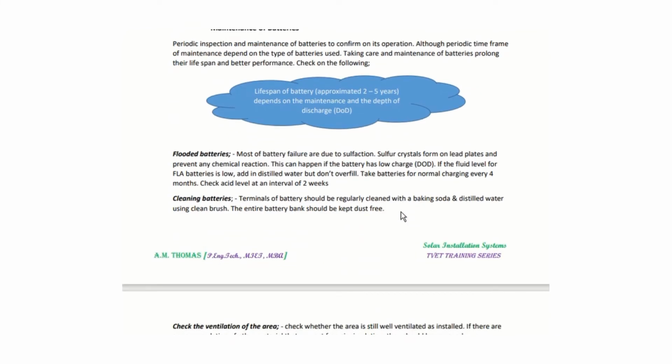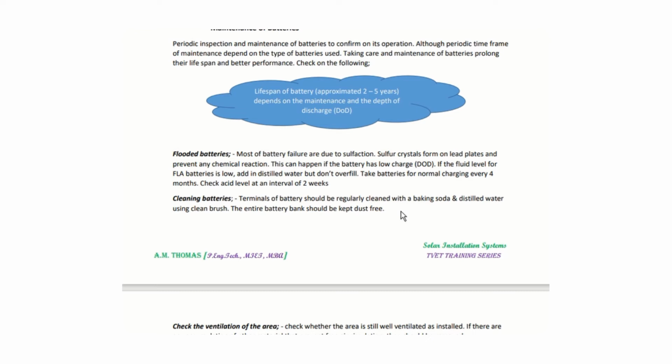When checking the batteries, you need to check the flooded batteries. Sometimes most batteries fail due to sulfation. Sulfur crystals form on lead plates and prevent any chemical reaction. This can happen if the battery has a low charge. If the fluid level of the battery is low, you need to add distilled water, but don't overfill.